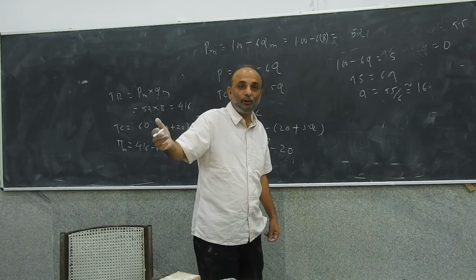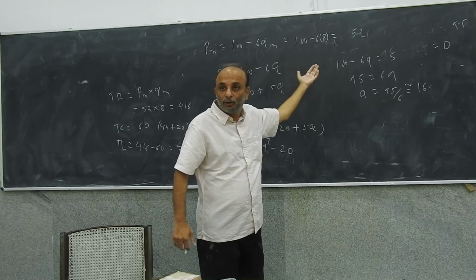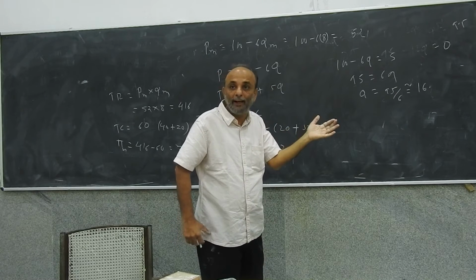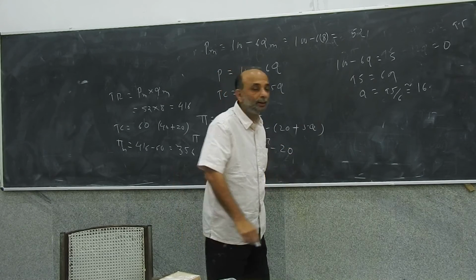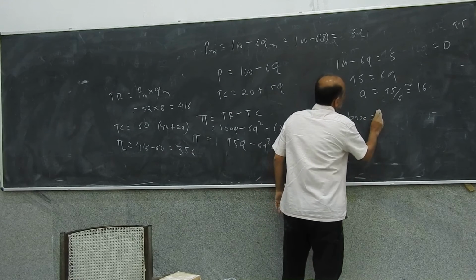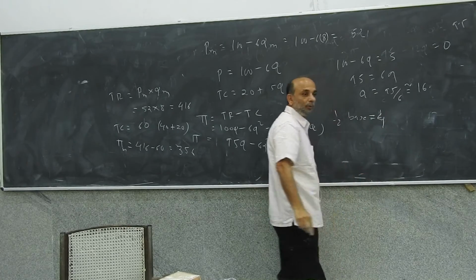Right? Base is half into QC minus QM. What is QC? 16. QM is 8. So it is half into 16 minus 8. Half into 8 is 4. Right? So base is equal to 4.